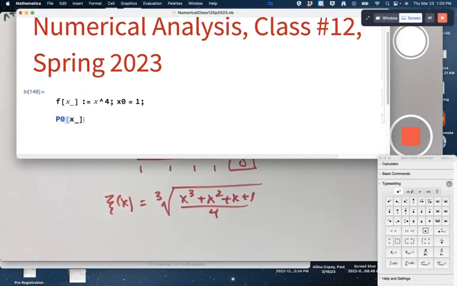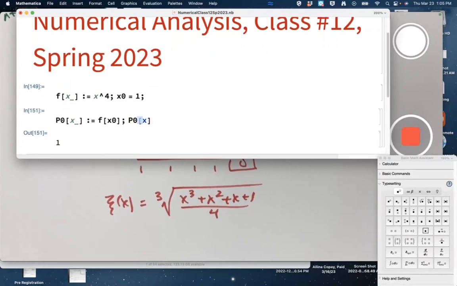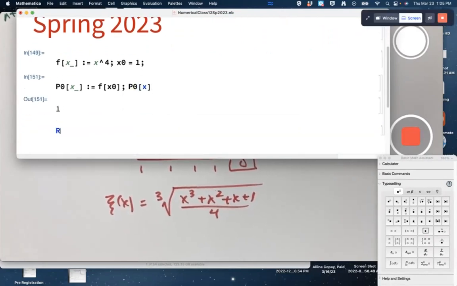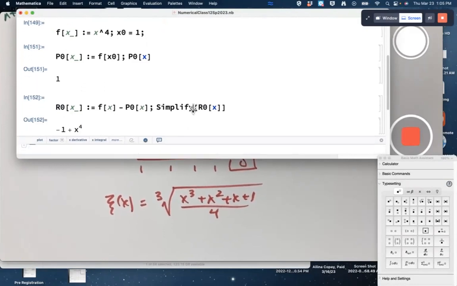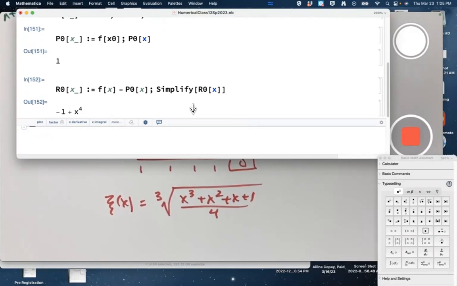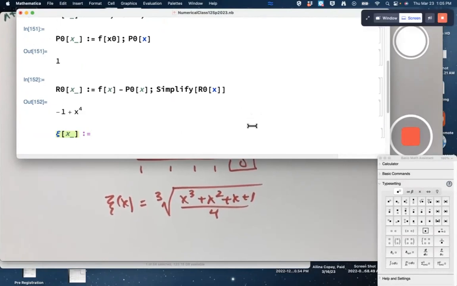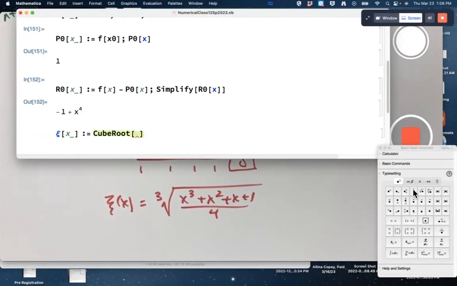The p zero of x is just f of x zero, which is the constant function, one. R zero of x is the actual function minus the approximation. What's a simplified formula for R zero of x? It's x to the fourth minus one. We already saw that. And I could go ahead and plug in c of x. Hey, Mathematica made a c. Kind of like in the Calc 1 project, you got to use the cube root thing to allow yourself to be able to take cube roots of negative numbers and get negative outputs instead of complex number outputs in Mathematica here.